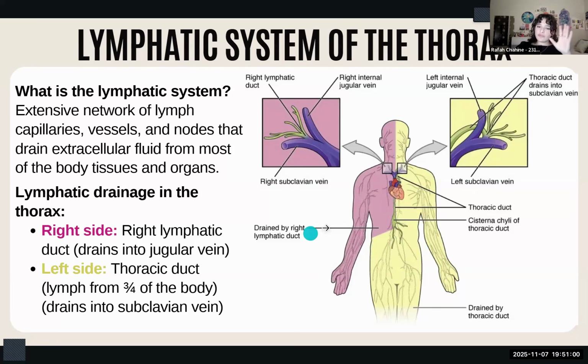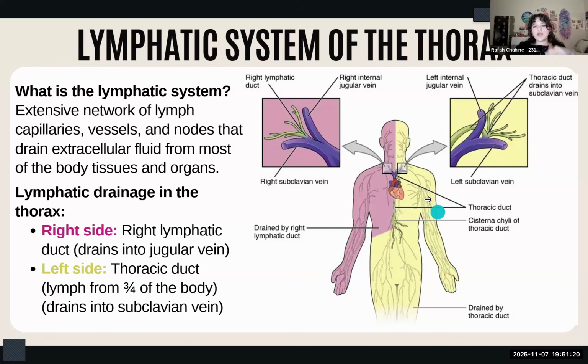Let's talk about the right side. On the right side, we have this thing called the right lymphatic duct that drains 1/4 of the body, as you can see. That 1/4 is going to be the right upper limb, the right thorax, and the right head and neck. Those are all going to drain into this angle of the subclavian. Okay? So this is the internal jugular vein, and this is the subclavian, and it's going to drain into there.